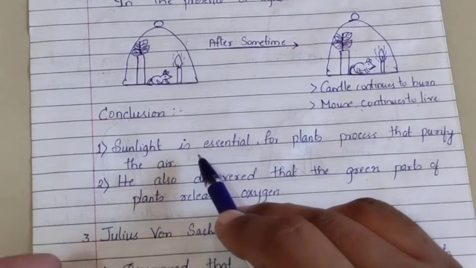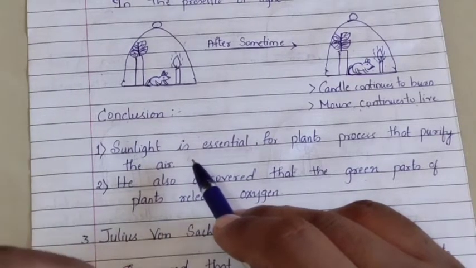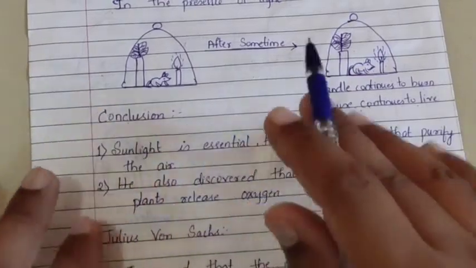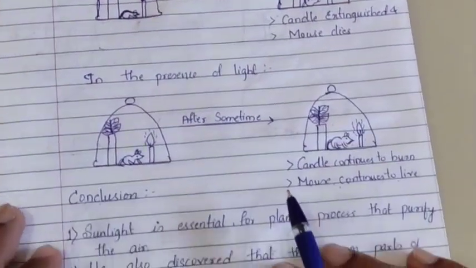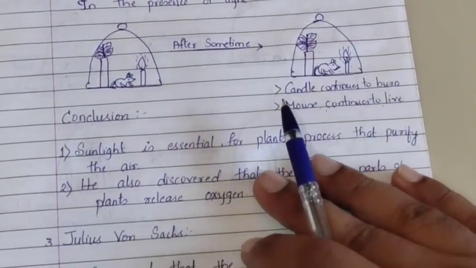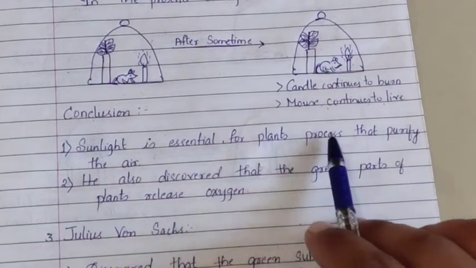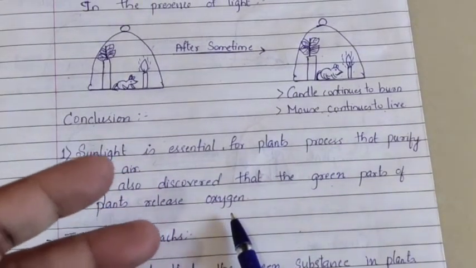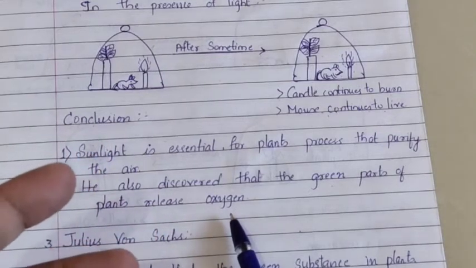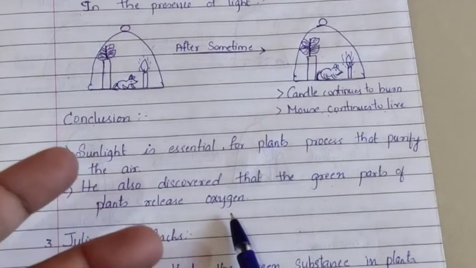Earlier, Joseph Priestley just concluded that plants restore the oxygen in the air, right? But he could not tell whether this happened in the presence or absence of light. From the experiment performed by Jan Ingenhousz, we come to know that sunlight is essential for the plants' process that purifies the air. So simply they are not going to purify the air; they need light, right? They need light for the release of oxygen.